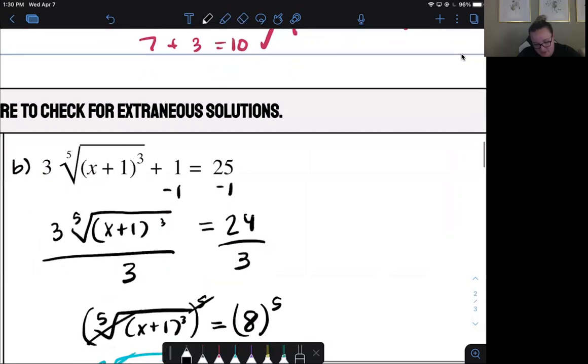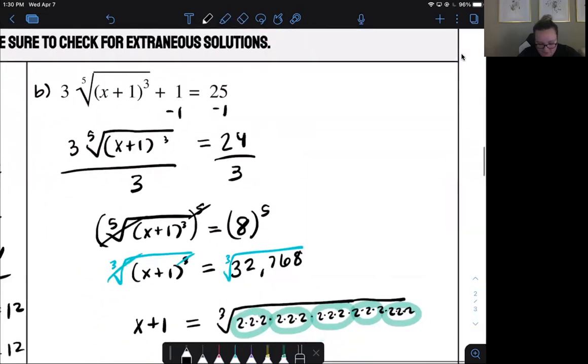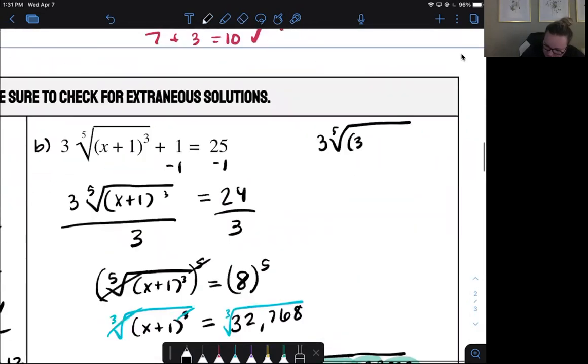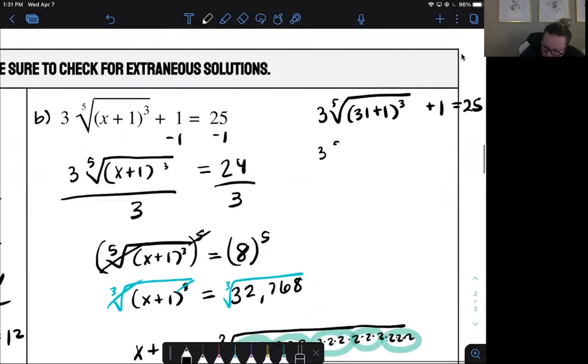But before I circled that, I should have checked it. Okay, so let's do this. 3 times the 5th root of 31 plus 1 cubed, plus 1, what do we get? So 3 times the 5th root of 32 cubed plus 1 is equal to 25.